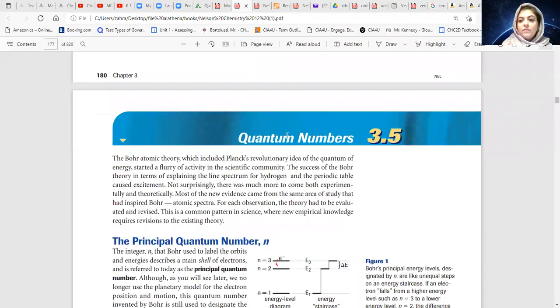Okay, 3.5 quantum numbers. What are the quantum numbers? It's like a fingerprint for an electron. Any electron inside the atom has its own quantum numbers. Quantum numbers consist of n, l, m_l, and s.